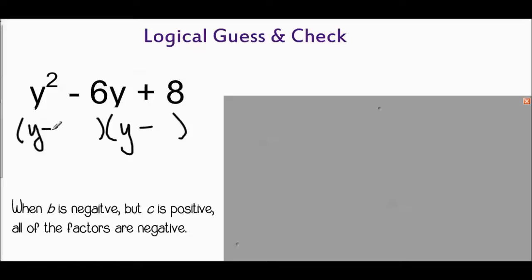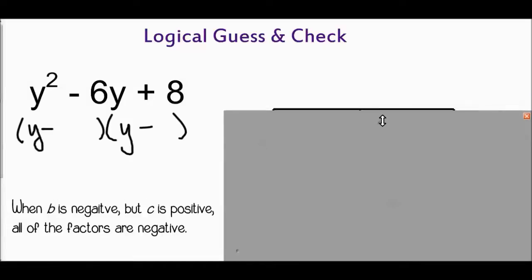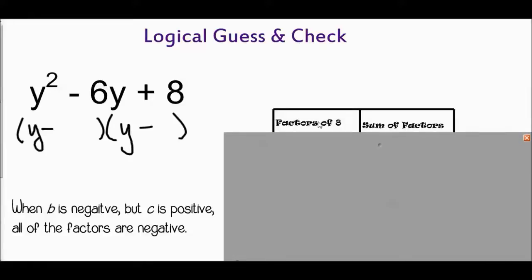I know that because if I'm adding two negatives, I'm going to get a negative sum. However, if I multiply two negatives to get my last term, I'm going to get a positive. So since the middle term is negative and the last term, the C term, is positive, that means all my factors are going to be negative. So let's make our columns again. I need the factors of 8, and I'm going to find the sum of those factors. Now all these factors are going to be negative.